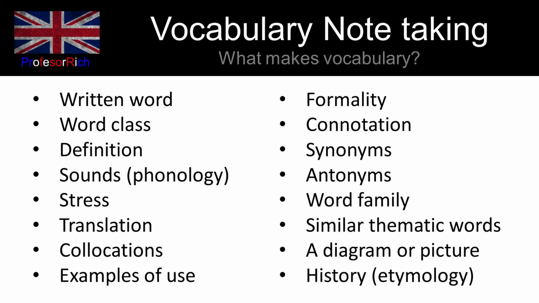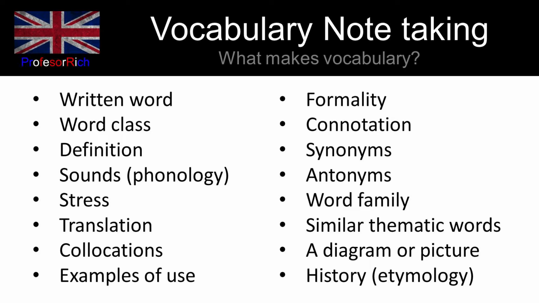Then you've got the word family, which is other words you can form from this word. So if we had a word like study, then another word from that could be student. You could have studying, you could have studied. So you could think of it as other forms or types of this word that can be used in another way grammatically.